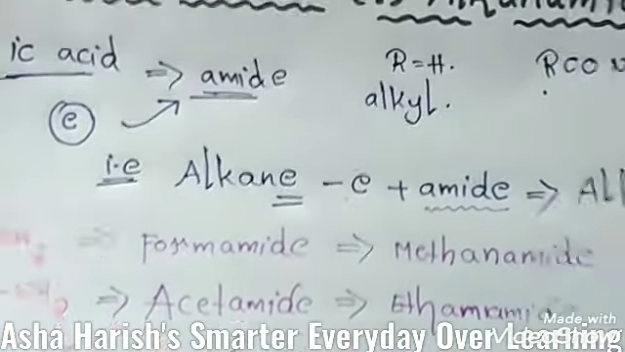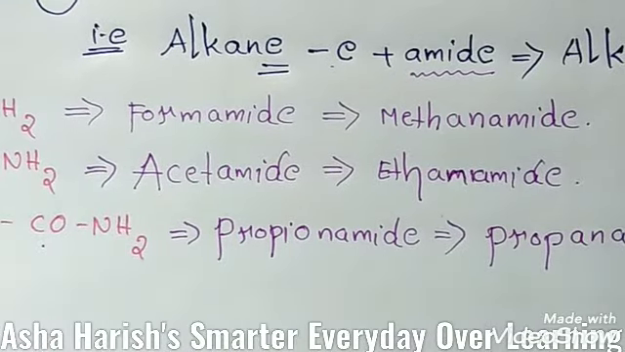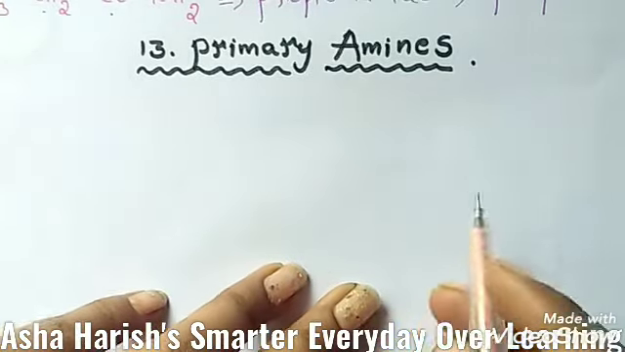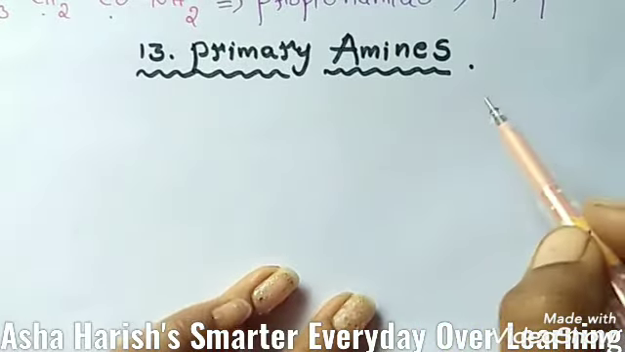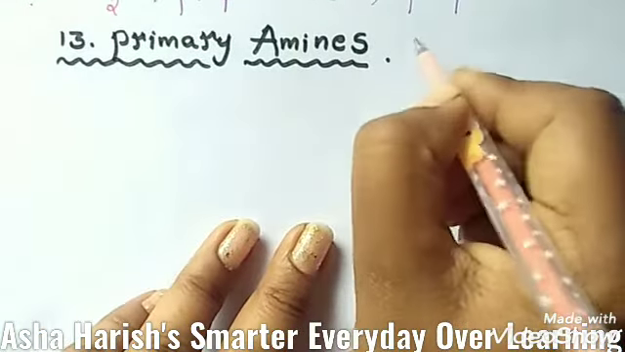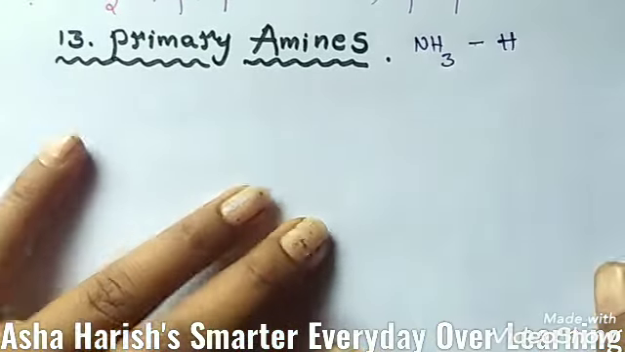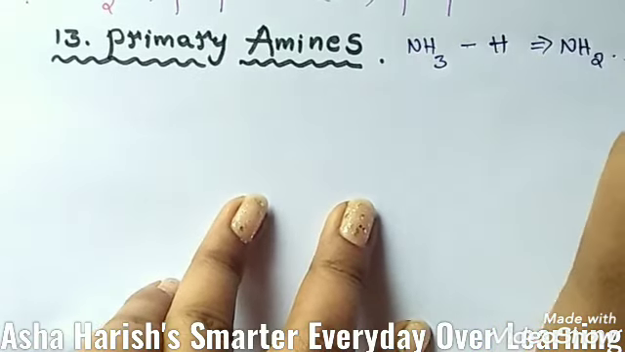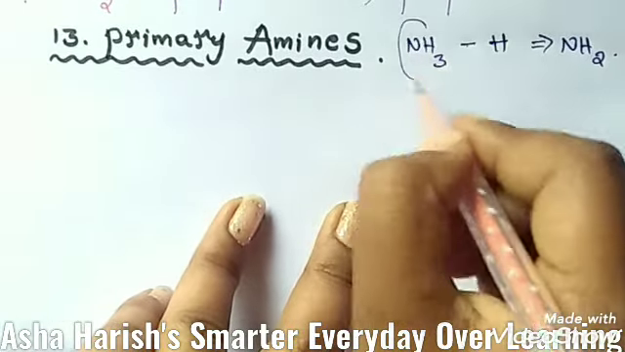This is about acetamides: the general formula, what the examples are, what the main functional group is, and how we can represent that. Then the next organic compound is the 13th one, primary amines. First of all students, we have to know the definition of these primary amines. From ammonia, nothing but NH3, right? From this, if you remove one hydrogen, then you get NH2. That is known as a primary amine.